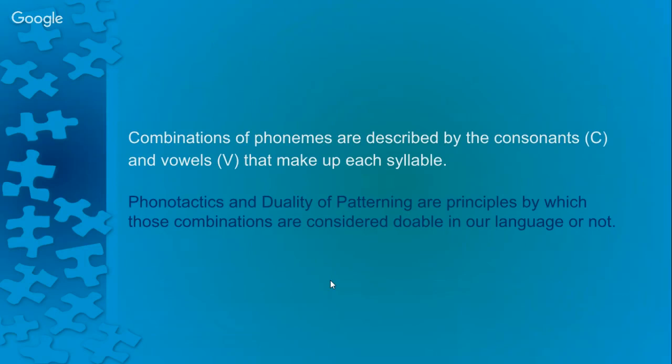So phonotactics and the duality of patterning, which we've talked about in previous weeks and this week, are principles that help us know which combinations are doable in our language and which ones are not. We would say you can't have 4 consonants in a row, right? Well, that's phonotactics. There are rules for how those need to be put together and how vowels need to be dispersed within a syllable combination.